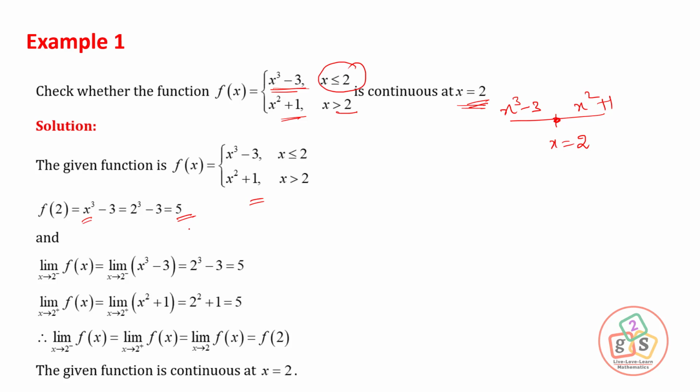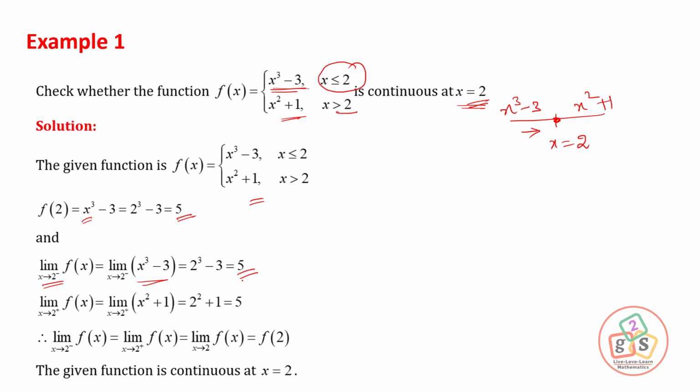And now, the second thing we have to find is the limits at x equal to 2. Here, this is the midpoint. So, we need to find the left hand limit as well as the right hand limit. Now we first find the left hand limit, the limit as x tends to 2 minus of f of x. 2 minus is nothing but this side. So, what is the function? x cube minus 3. So, the limit as x tends to 2 minus of f of x is x cube minus 3. Now, we put x equal to 2. So, we get 2 cube minus 3, which is 5. So, the left hand limit is 5.